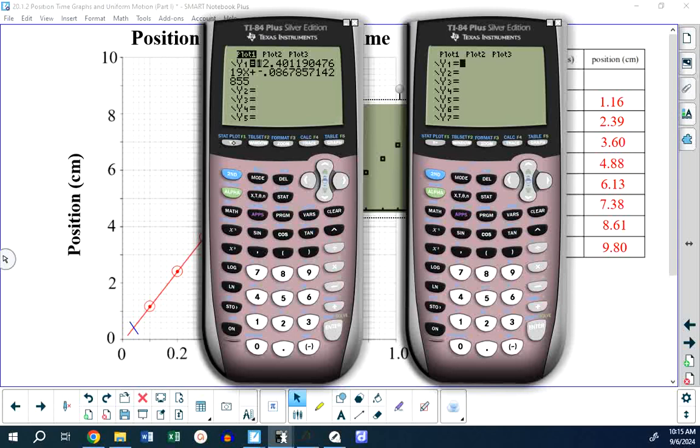And the beautiful thing now is, if I go to graph, I can see that it's fitting perfectly. It's done a really good job. Not necessary. None of it is. Put your data in your lists, do a linear regression. You find the slope that way.